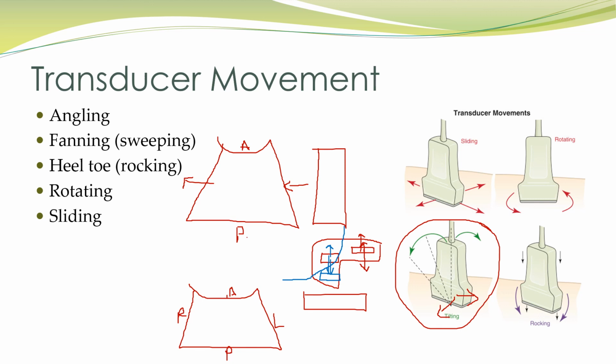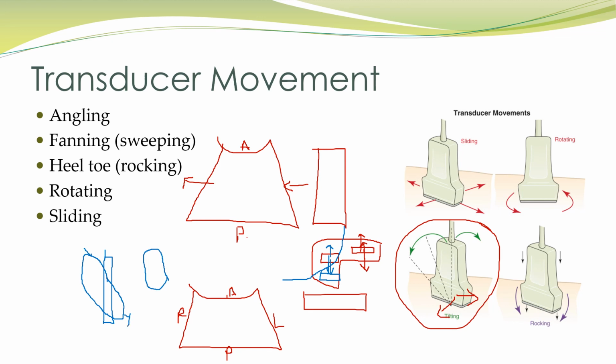Another thing is rotating. Like I mentioned, for example, the kidney lies at an angle. If I take my transducer and put it in longitudinal, sagittal orientation on that kidney, I'm going to get a slice of the kidney that looks something like this. I'm going to be missing the superior end. I'm going to be missing the inferior end.